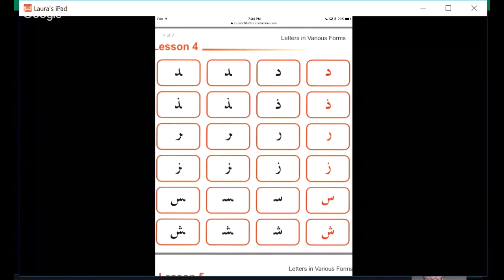Sheen, the next letter, makes the same changes. It also has four different shapes. So sheen in isolation in the first column. In the second column, sheen when it begins a word. In the third column, sheen in the middle of a word. And finally, sheen at the end of a word. So it has four different shapes, both seen and sheen. And you'll get lots of practice on this when you do your assignments this week and next week.